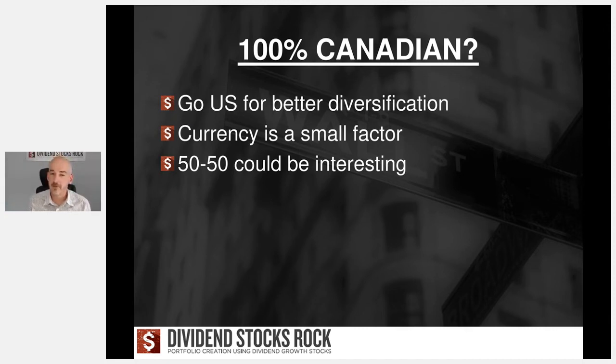So probably that 50% of your investment in US and the other 50% in Canadian could be interesting. It just gives you a little bit more options, because you now have 40 stocks to look at. But I would definitely go for something in between instead of going all in on one place or another.